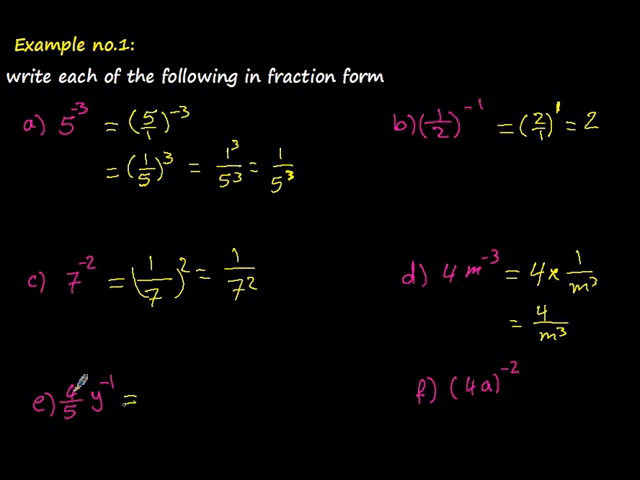So we don't have anything to do with 4 over 5, just drop it like this, it is multiplied by y to the power of negative 1, which simply equals 1 over y, and the result will be 4 to the power of 5 over y. And now let's move to f.